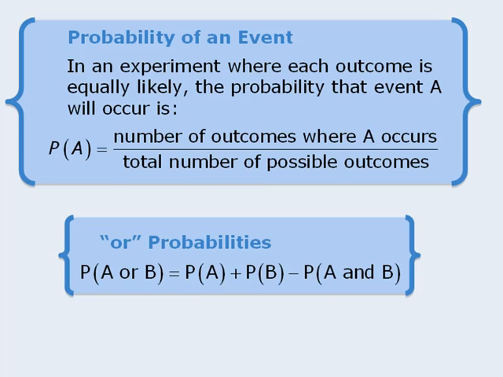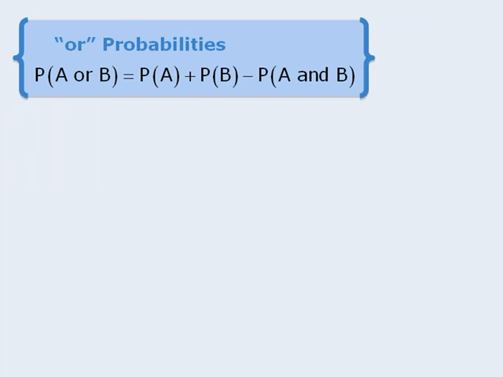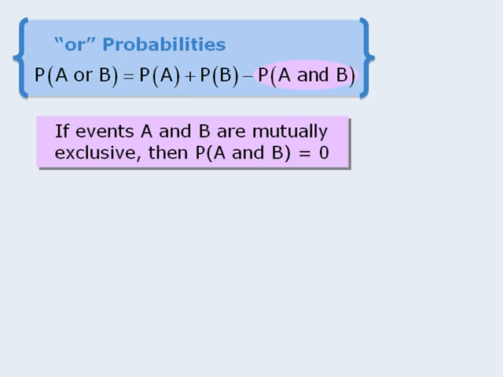Before ending the lesson, I want to point out a certain aspect of this formula. It has to do with this part here, the probability that events A and B occur together. If you recall from the last lesson, we learned that if events A and B are mutually exclusive, then those two events cannot occur together. And if events A and B cannot occur together, then the probability that both occur must equal 0. So if events A and B are mutually exclusive, this part of our formula will equal 0 and essentially disappears.